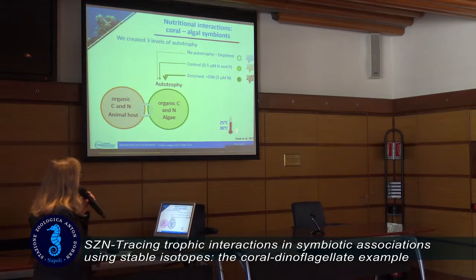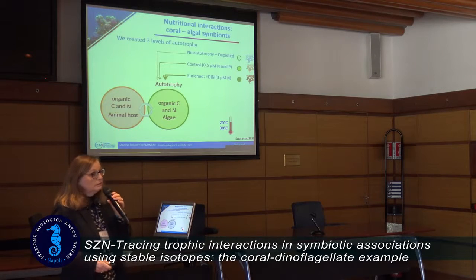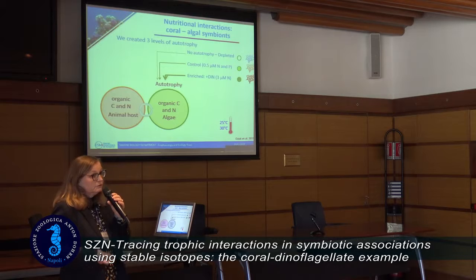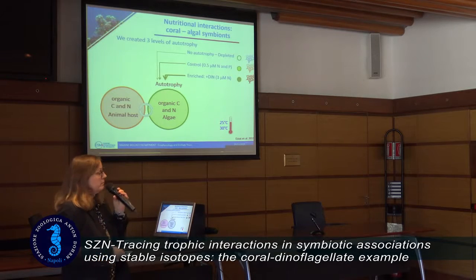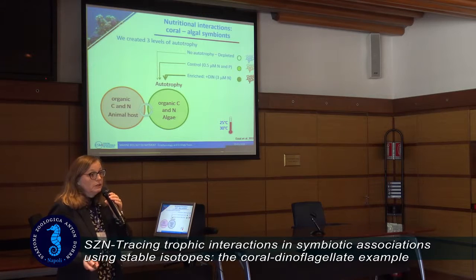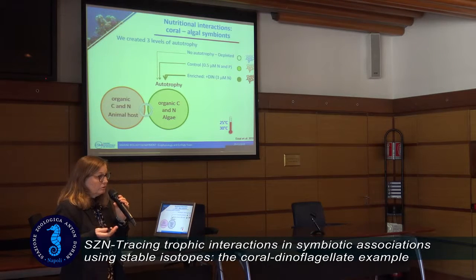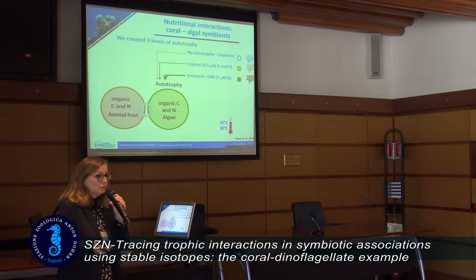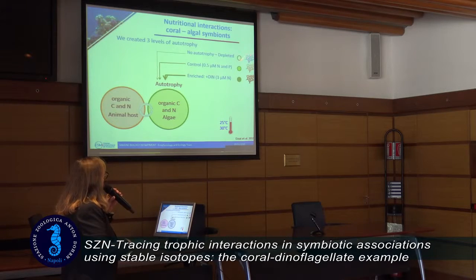So we made an experiment. This was my PhD student Leila, who published this year. We tried to modify the fluxes of autotrophy, the fluxes that go through the algae. So we made a condition where there was no autotrophy, and this condition was made just by removing nutrients from the water, removing the nitrate, the ammonium, the phosphate, just cultivating corals under nothing, I would say, no inorganic nutrients in the water. So the corals were quite white.